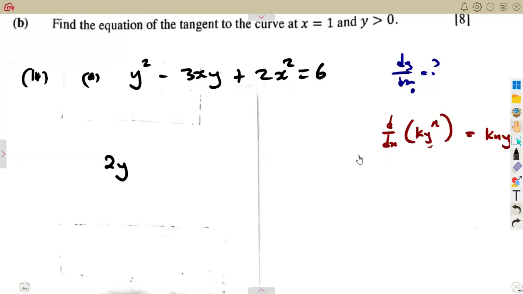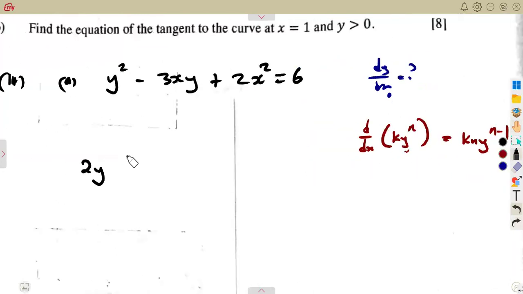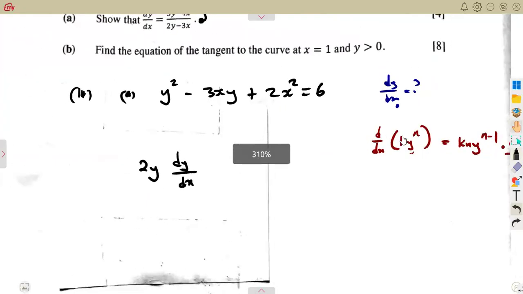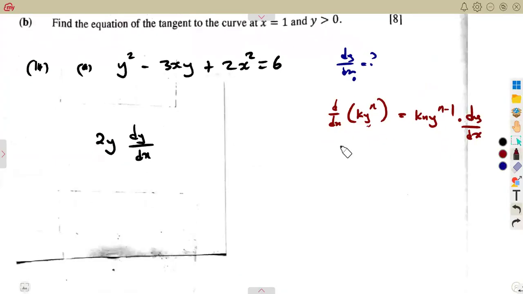But multiply your answer by dy dx, because this function is not of x, this term. So it'll be like this. All right, let's move on to another part. We have got minus 3xy. That's a product. Listen. So there we are referring to a product. So we have got 3x and y there. That's a product. So we are going to consider our u and our v.